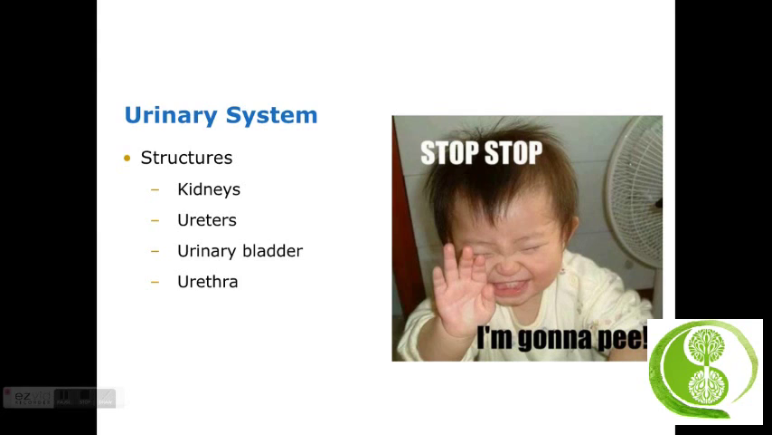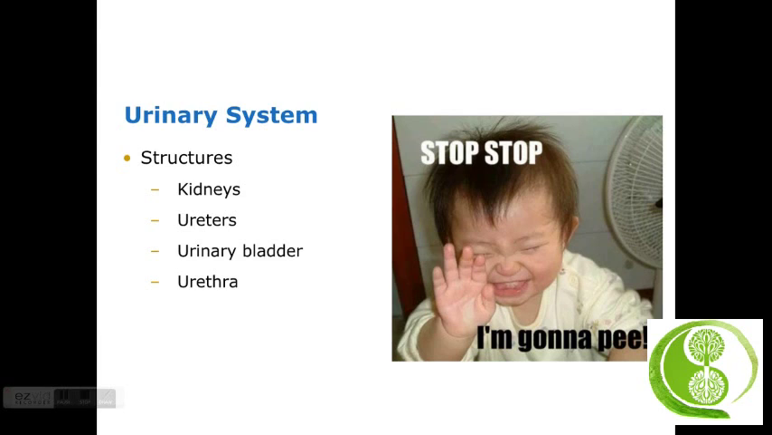Typically, the bladder is normally about 2 inches long, but when it's full, it can distend to a size of about 5 inches. Then finally, we have the urethra. The urethra runs from the urinary bladder to the outside of the body. It is used to carry the urine for elimination, called urination.